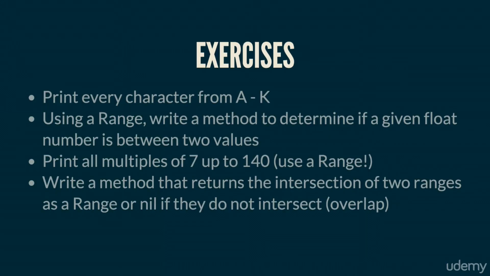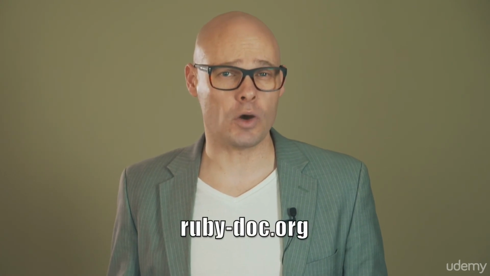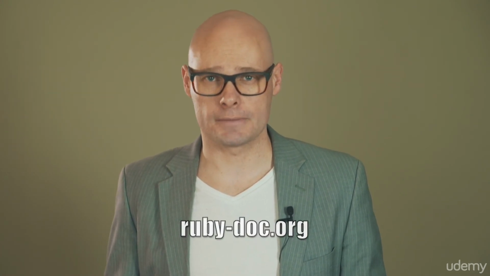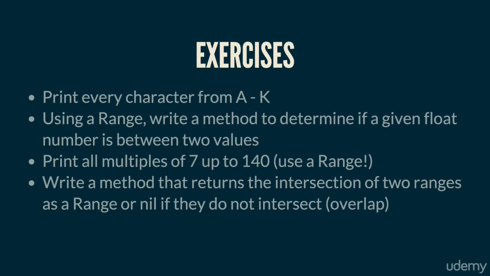I'd like you to print every character from capital A to capital K. Using a range, write a method to determine if a float number is between two values. You might like to check the range documentation to see what other methods might allow you to achieve this. Print all multiples of 7 up to 140, and of course, use a range. Then finally, write a method that returns the intersection of two ranges as a range itself, or nil if they do not in fact intersect. So there's a few tricky problems in this exercise, but give it a go and we'll go through the solution in the next video.